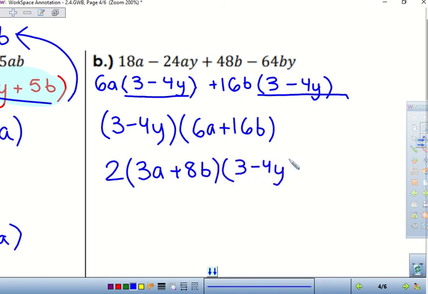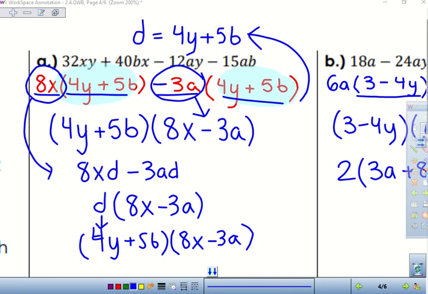And lastly, does it matter that I rearranged my two binomials? No, because multiplication is what? Commutative. Very good. So it doesn't matter what order I write them in, the answer is still going to be the same as long as it's truly multiplication. Any questions about that? All right.